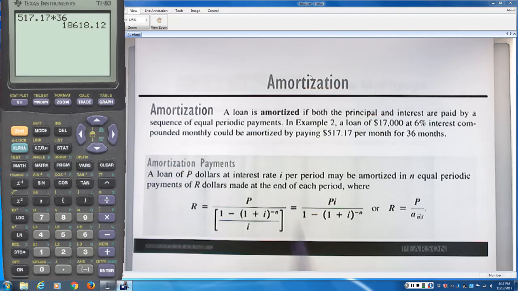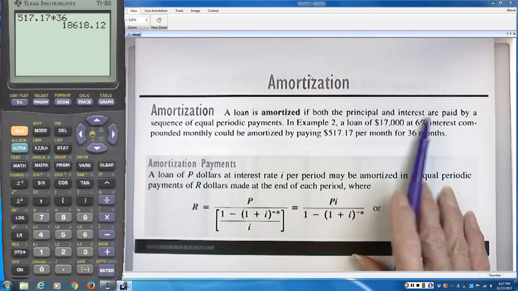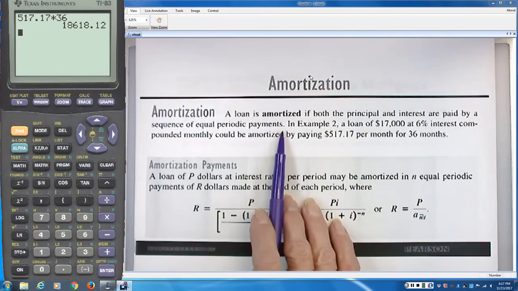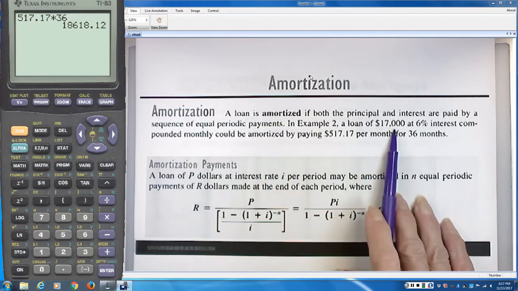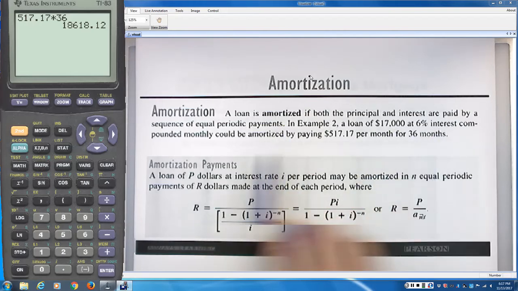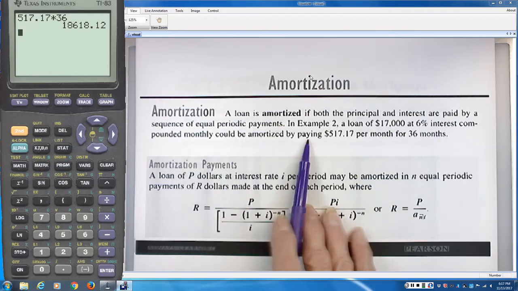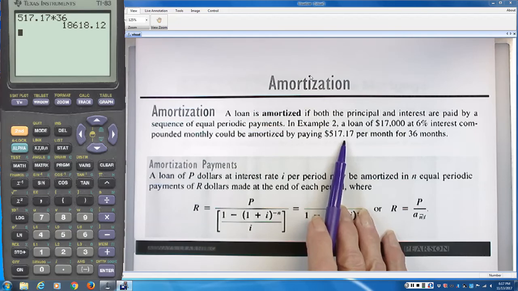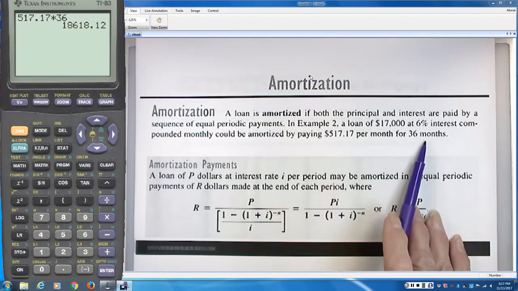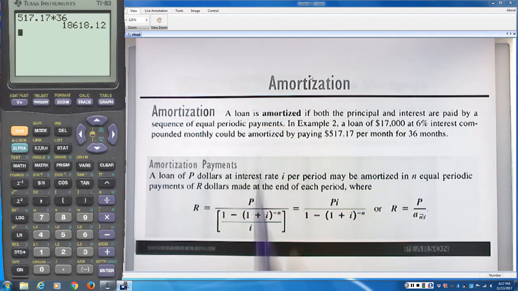But a loan is amortized if both the principal and the interest are paid by a sequence of equal periodic payments. That loan of $17,000 at 6% compounded monthly could be amortized by paying $517.17 a month for 36 months. That's why it refers to being amortized, even though when you think mortgage, you usually think of a house. But any kind of a loan is actually a mortgage of sorts.